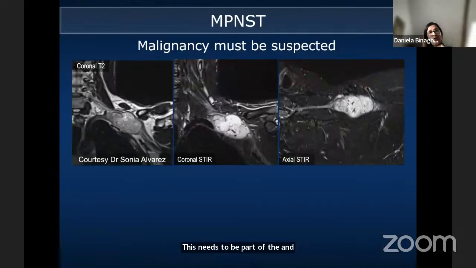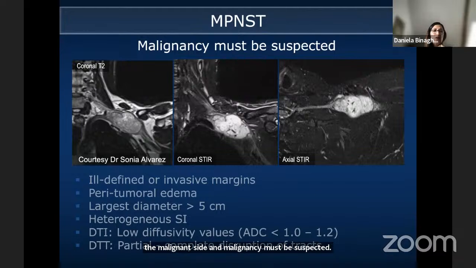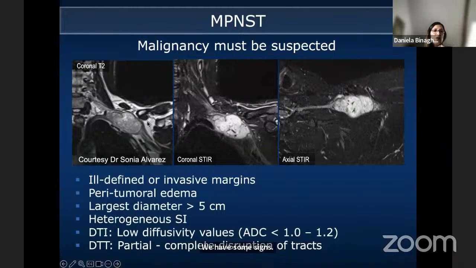And jumping to the malignant side, malignancy must be suspected. We have some signs. We have here a coronal view of brachial plexus with the axial view. Can we say that the margins are ill-defined or invasive? No, we don't have peritumoral edema. The diameter is bigger than 5 centimeters. It is heterogeneous. In this patient, DTI-DTT was not done.